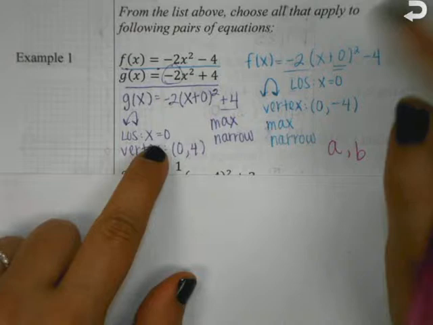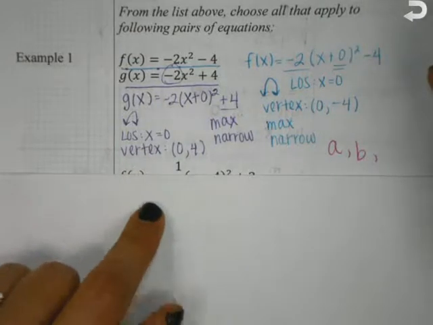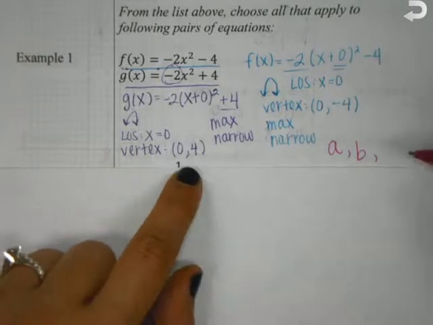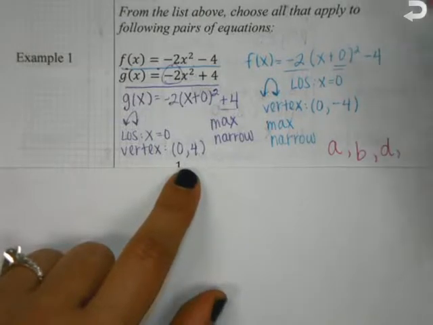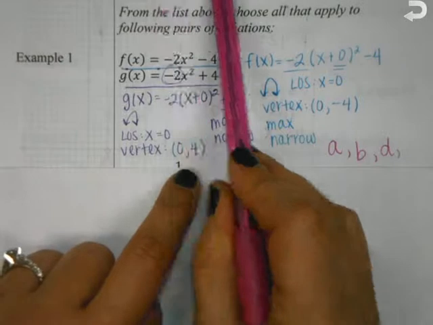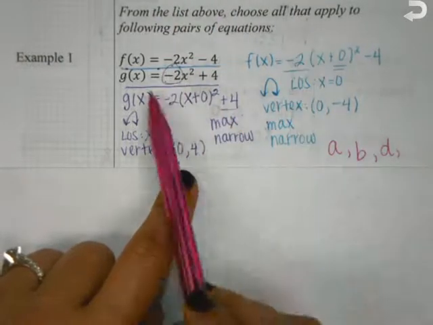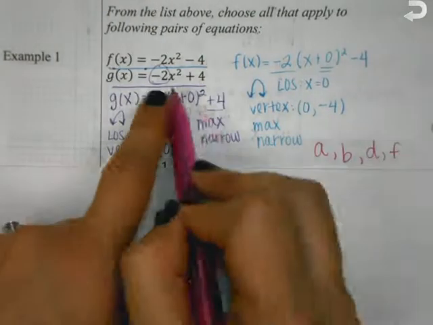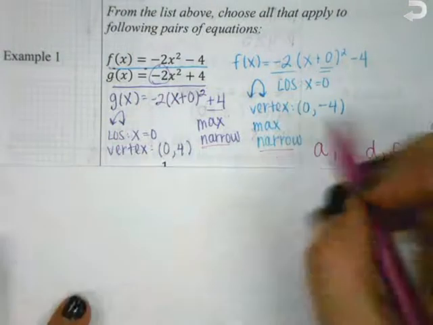Does C apply? They have the same vertex? No. One was 0, -4, and one was 0, +4. Does D apply? Both have maximums? Yes. And then F, G, and H, do they have the same width? Is f of x, the blue one, wider, or is g of x, the purple one, wider? They both have the same width. They both are narrow because A is -2 for both of them. So the ones that applied here are A, B, D, and F.